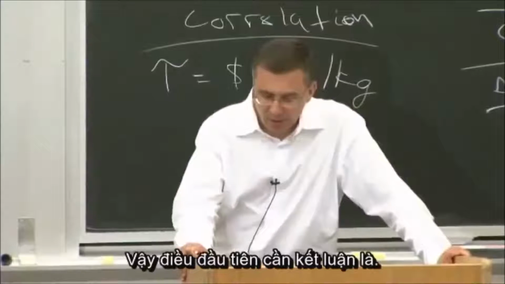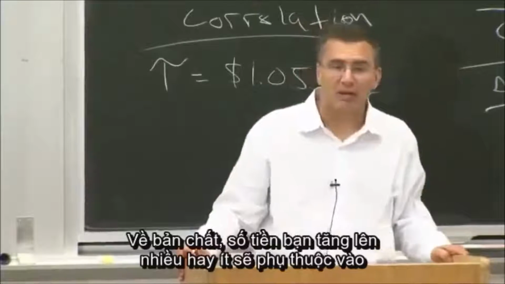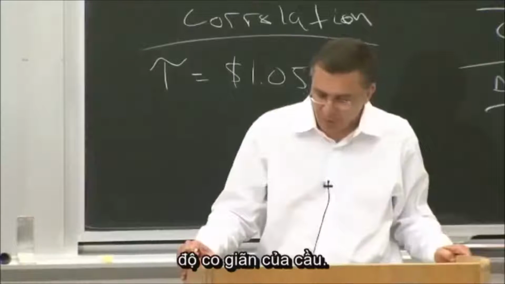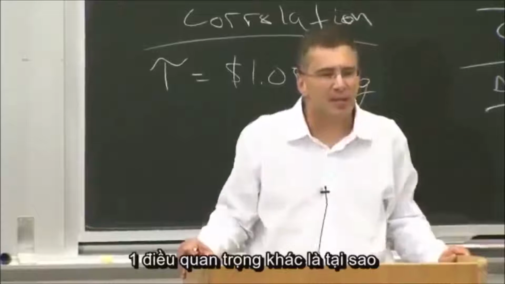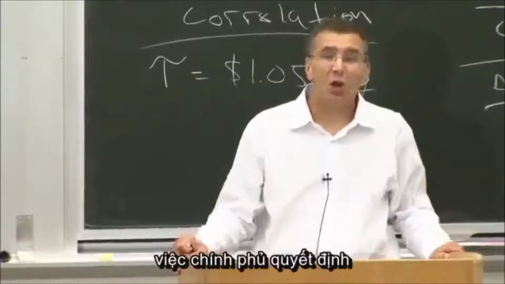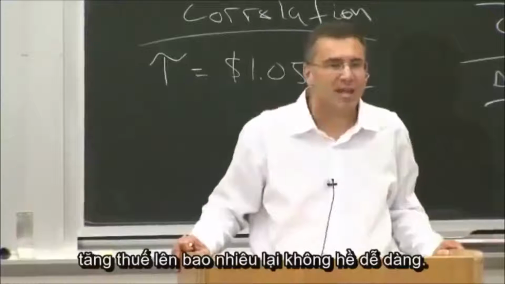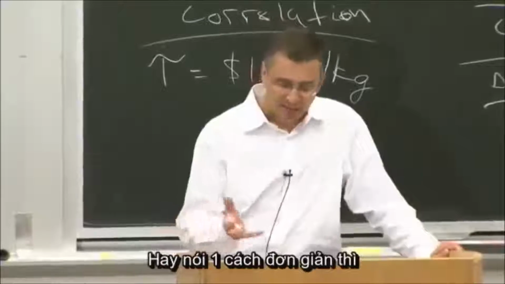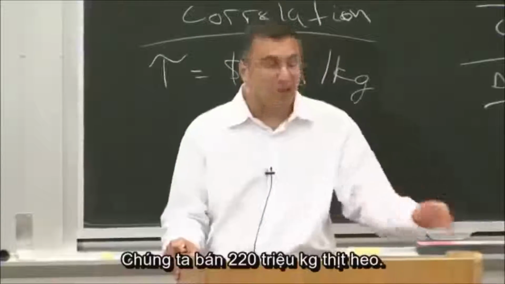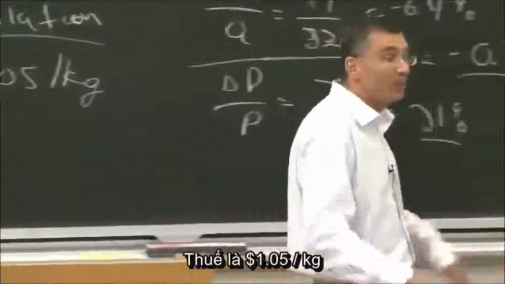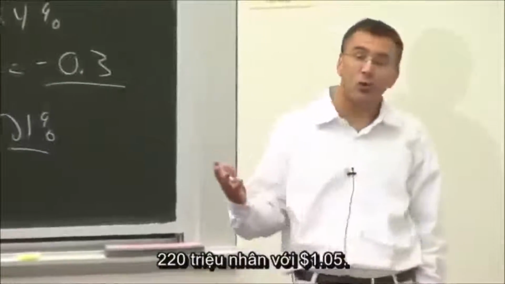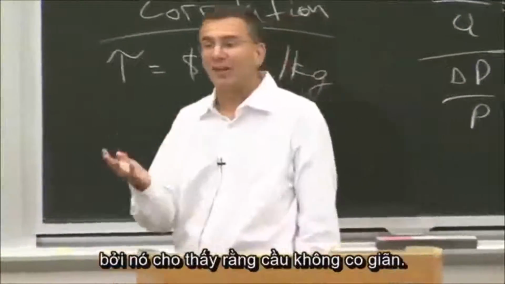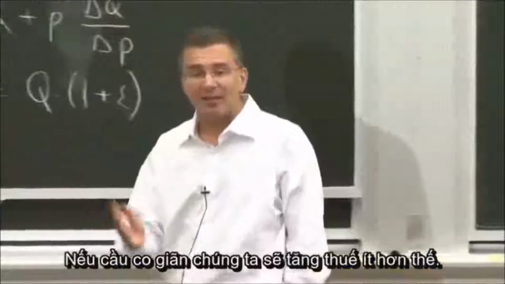So that's one observation about this, that how much money you raise will be a function of how elastic the demand is. The other important observation to make is why it's actually hard for governments to figure out how much money they're going to raise from a tax. Because to figure it out, they need to know these elasticities. That is, the naive thing to do would have been to say what? Well, we're selling 220 million kilograms of pork. That's $1.05. We're going to tax each kilogram. So it's 220 million times $1.05, and that's how much money we raise. Well, that's wrong, we know, because that assumes inelastic demand. If demand's elastic, they'll raise less than that.